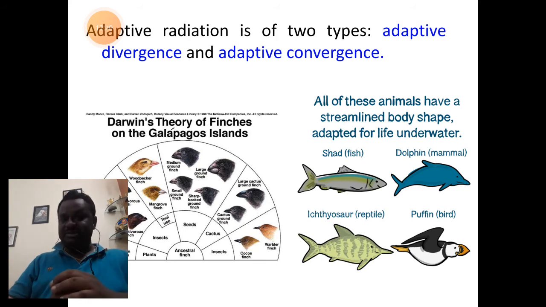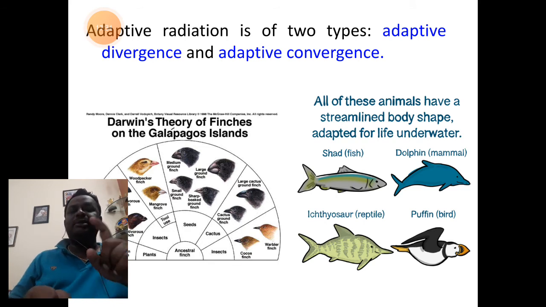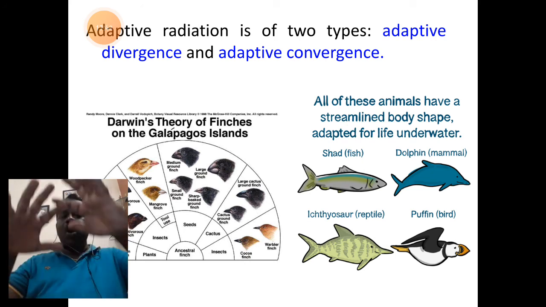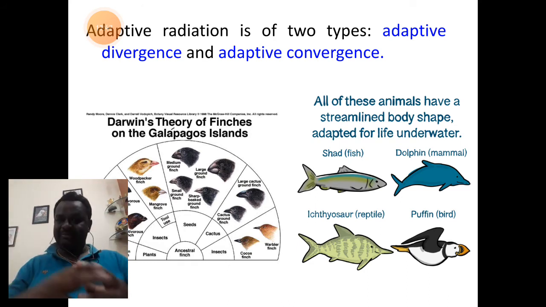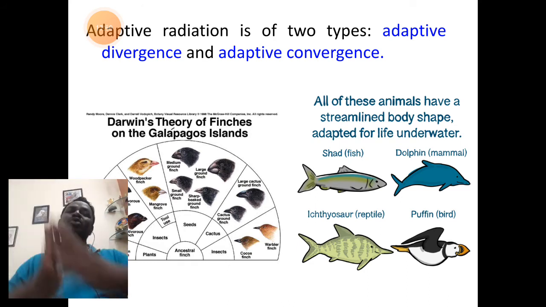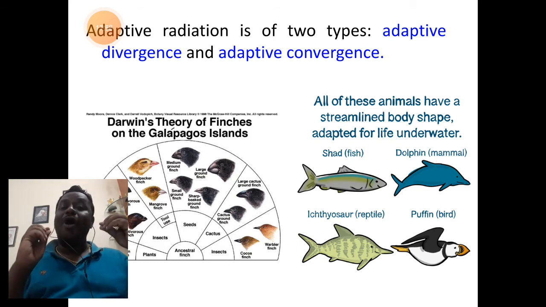All these organisms, when they enter into a common environment of aquatic medium, the water, when a fish entered into the water medium, when a dolphin entered into a water medium, when a reptile like Ichthyosaurus enters into a water medium, or when a bird like a penguin enters into a water medium, the body shape of them tends to become a streamlined body. You know why? It is to easily move in the water. So a streamlined body is brought about in all these organisms because they entered into a common environment.